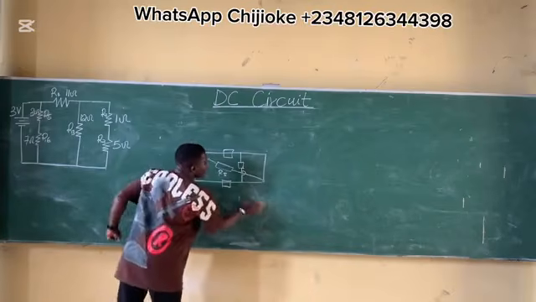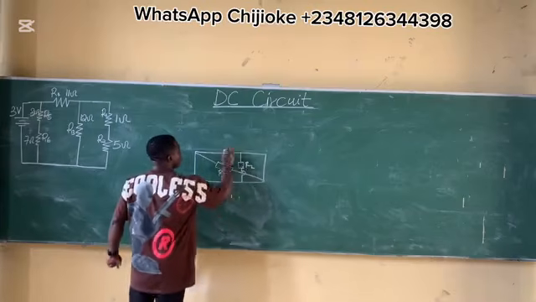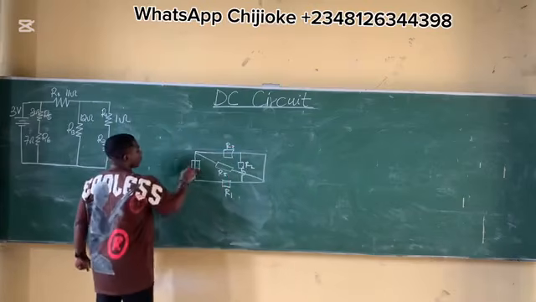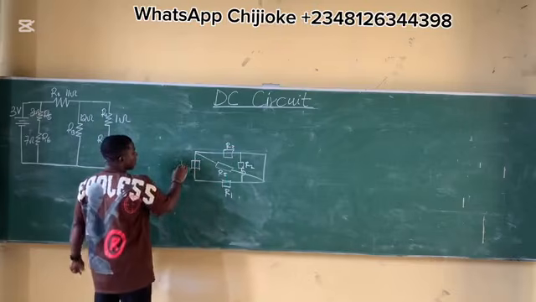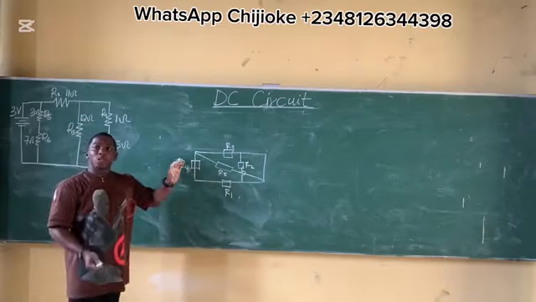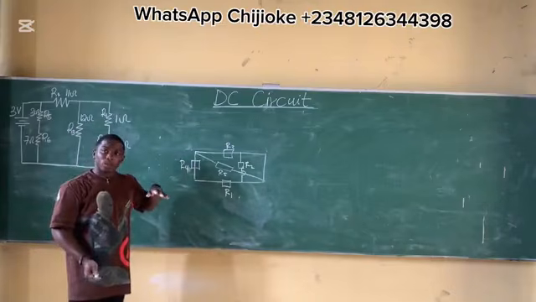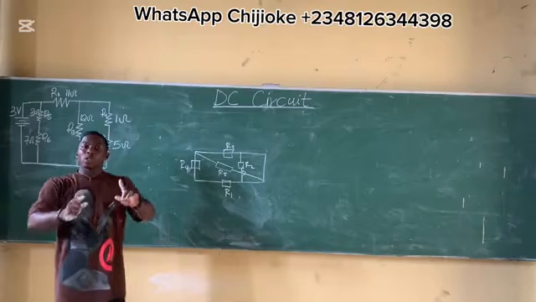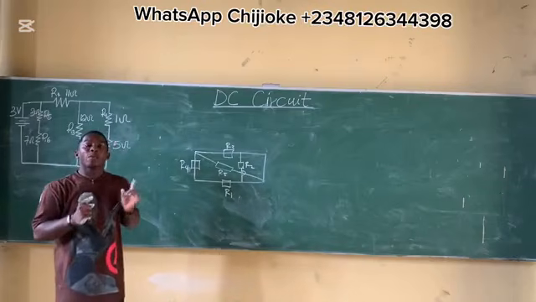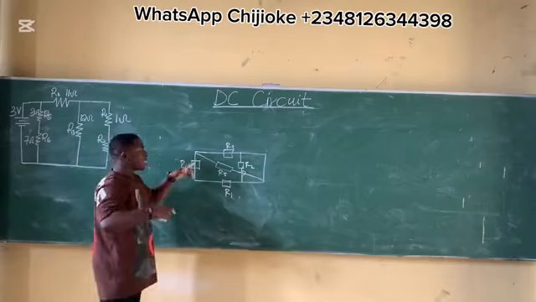Just listen, this is R1. Let's call this R2. Let's call this R3. Let's call this R4. Okay, just look at this now. I want you to explain when you say something is in series and when something is in parallel. When your resistor is in parallel, it is connected from one terminal to the other terminal, like it is in between.